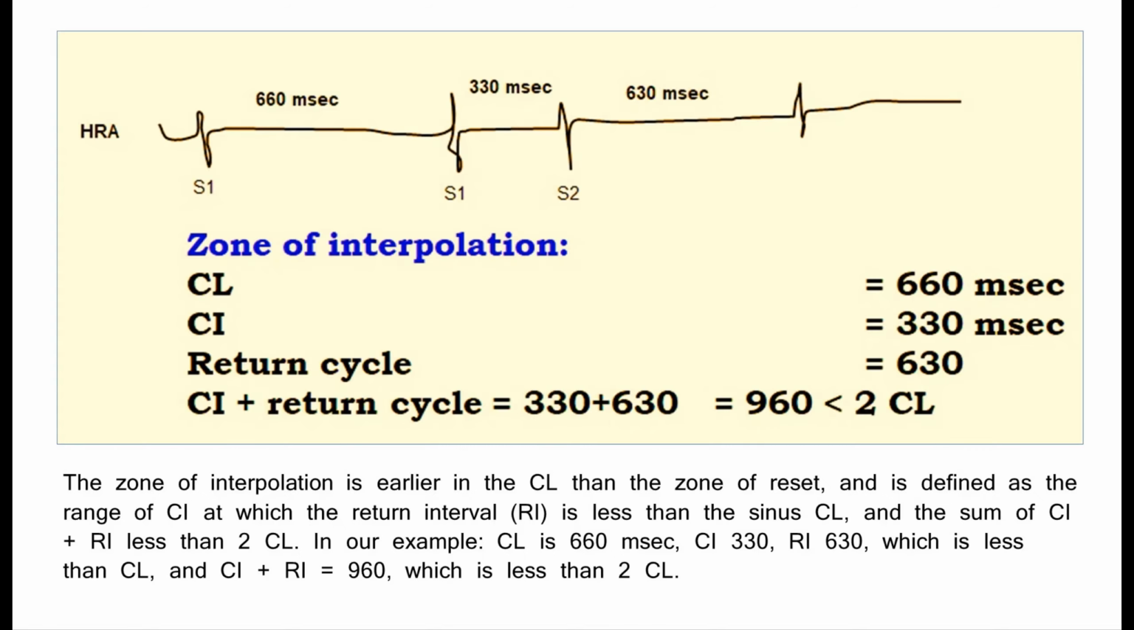The zone of interpolation is earlier in the CL than the zone of reset, and is defined as the range of CI at which the return interval, RI, is less than the sinus CL, and the sum of CI and RI is less than 2 CL. In our example, CL is 660 millisecond, CI 330, RI 630, which is less than CL, and CI plus RI equals 960, which is less than 2 CL.